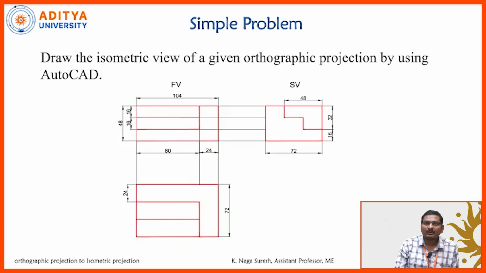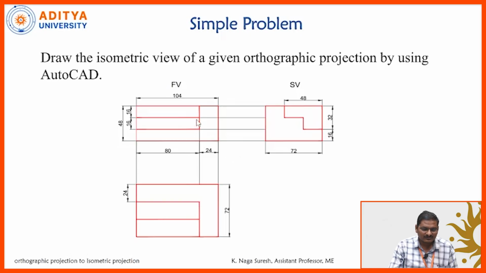So this is a simple problem related to orthographic projection to isometric projection. Draw the isometric view of a given orthographic projection by using AutoCAD software. Here, this is the orthographic object. The front view, side view, and top view of the object are given. This projection is the first angle projection method.